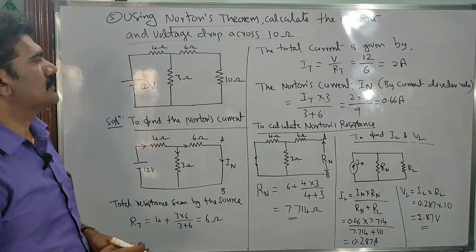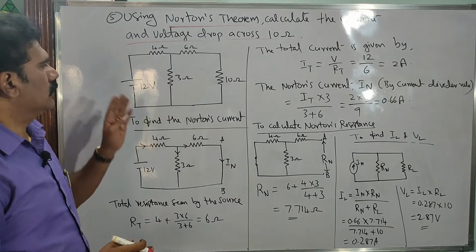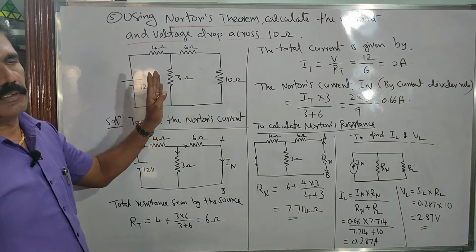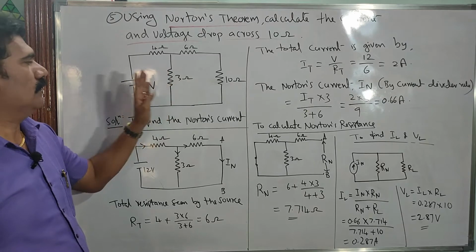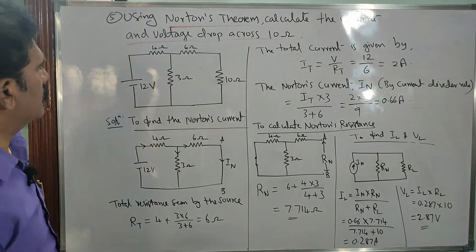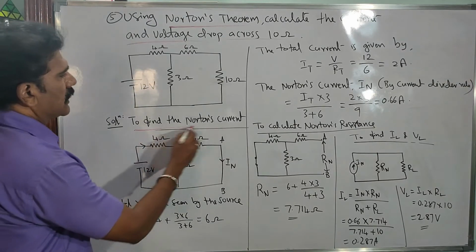The Nortonized network should consist of only one current source in parallel with a single resistance. That is called the Nortonized circuit, correct? Now proceed to find the Norton's current first.